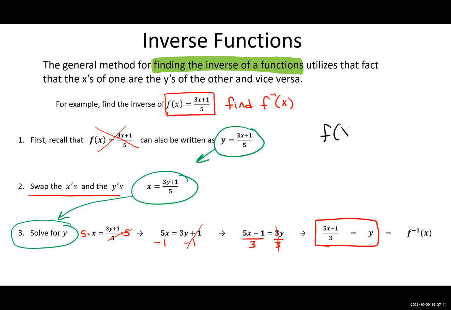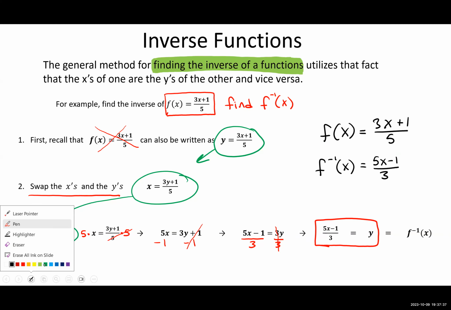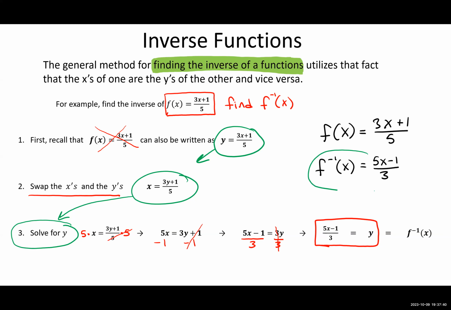In this case, f of x is equal to 3x plus 1 over 5. And the inverse, the function that reverses what that function does, is 5x minus 1 over 3. So in terms of what's our final answer, it is this guy right here. All right, so that is finding the inverse of a function.